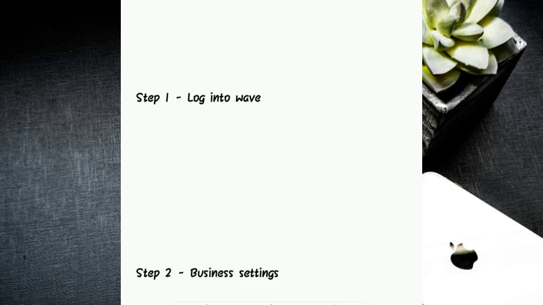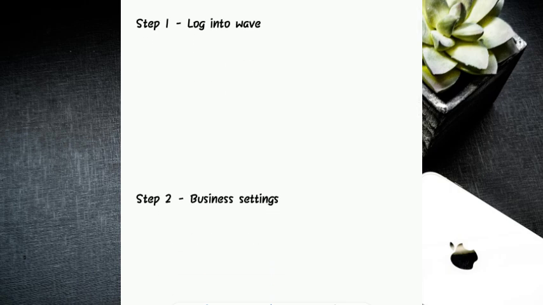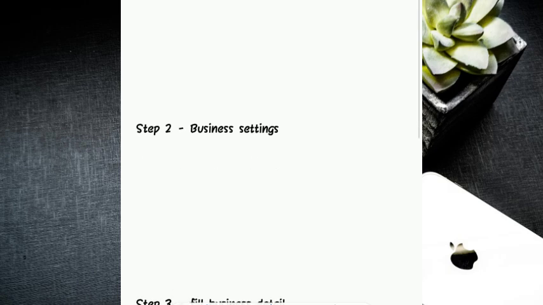Click on this option. You will then be prompted to enter your business details, including of course your business name, address, and other necessary information. Once you've filled out the form, click save to switch to business accounting mode. This will allow you to start tracking income, expenses, and more for your business.